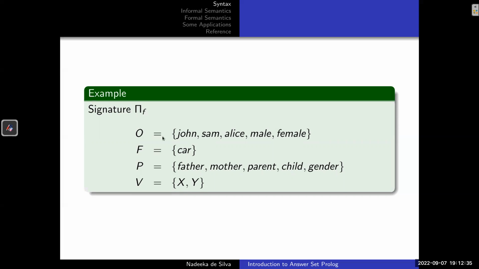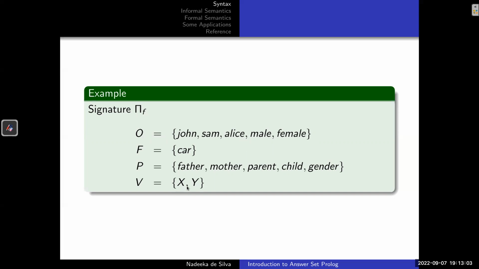Okay, so here again we have the family signature. Here we have the function car. Here we are assuming each person has exactly one car. So John's car I can label by car John. So it is a new object. Also I can talk of car Sam and car Alice. Those are terms.